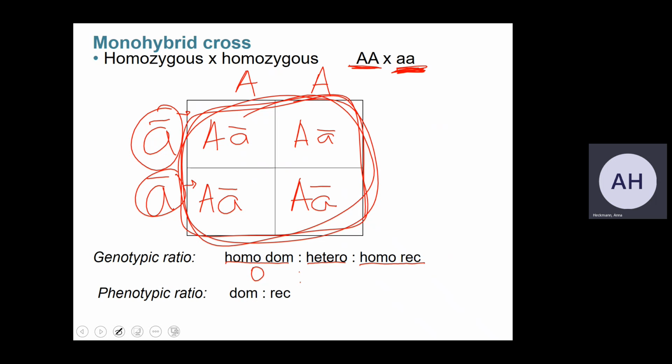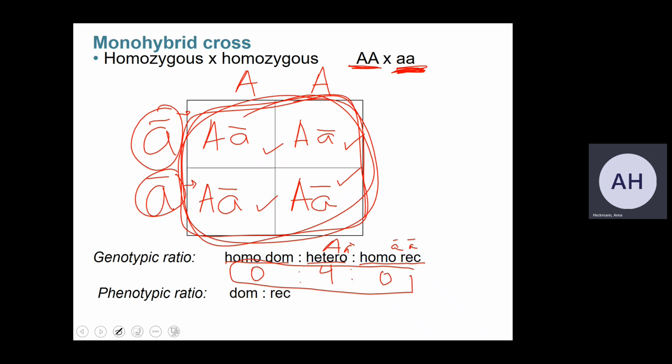So we say 0. And then we put a colon. Heterozygous, that's capital A, lowercase a. There's my line. And there's 4 of them. 1, 2, 3, 4. So my second number is 4, and then I put a colon. Homozygous recessive is lowercase a, and there are none of those in this box. So then I put the number 0. So 0 to 4 to 0 is my genotypic ratio for this cross.